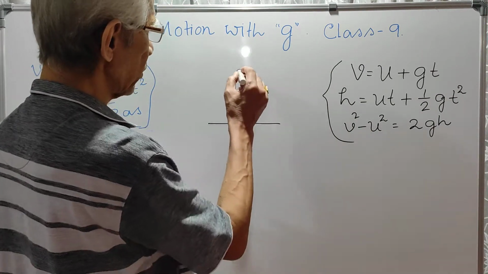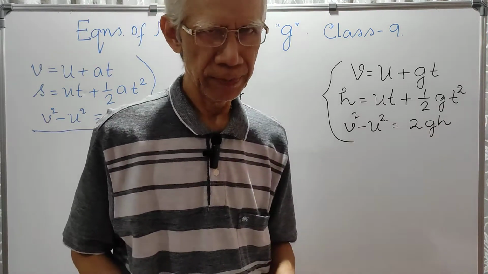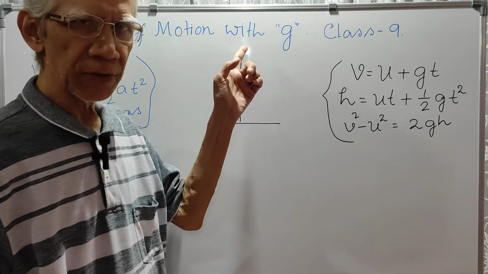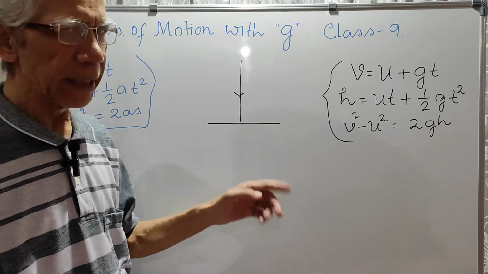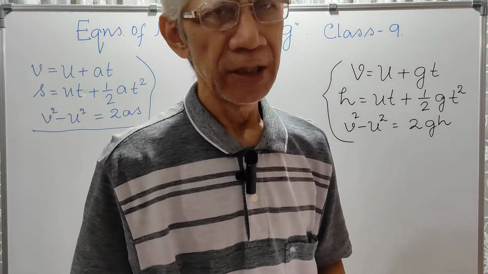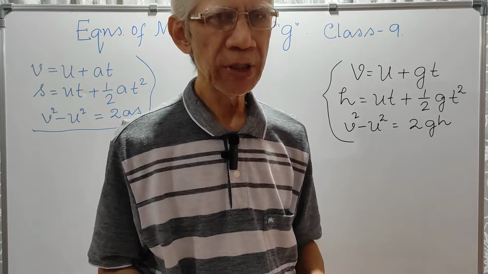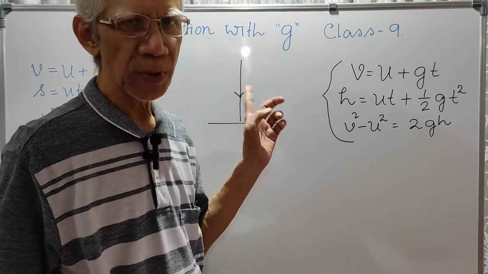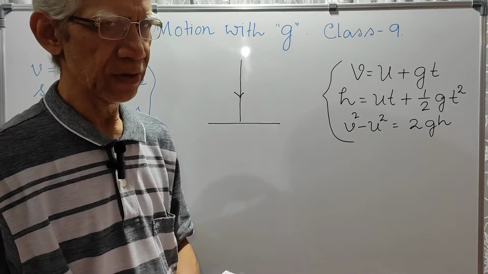Now, suppose a body is falling freely downward, vertically downward. When a body is falling freely vertically downward, it acquires acceleration. That means every second its velocity increases. So it has acceleration which is positive. Why positive? Because every second its velocity increases.